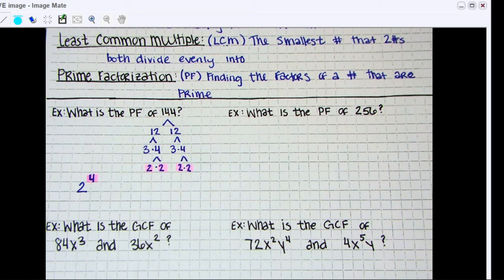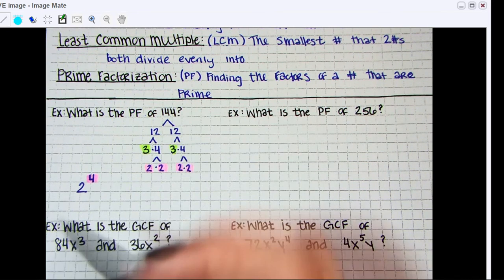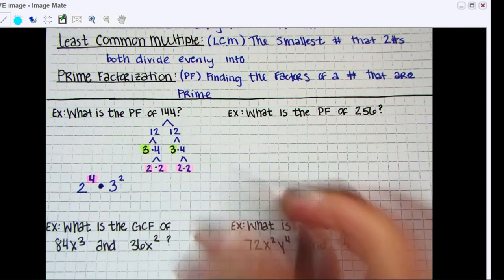Okay, what's my next prime? 3. Yeah, my next prime is 3. How many 3s do I see? 2. So 3 to what power? 3 to the 2. So we just put solid, big dot, 3 to the 2.